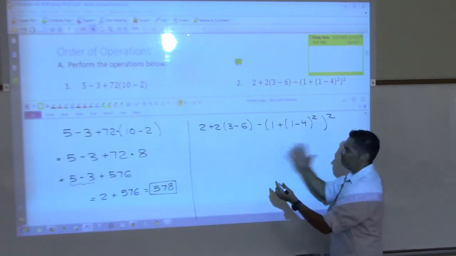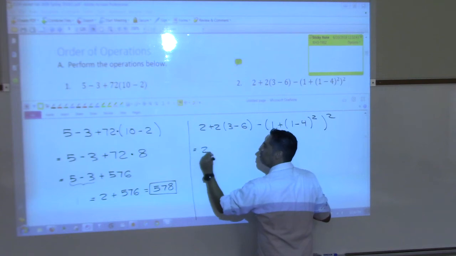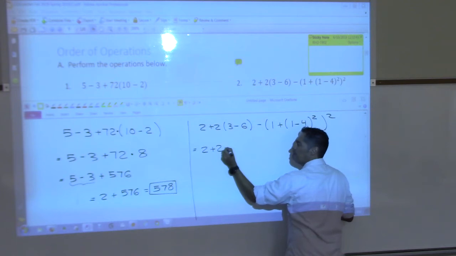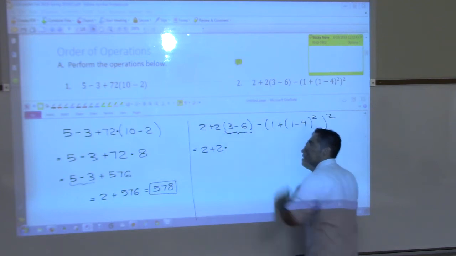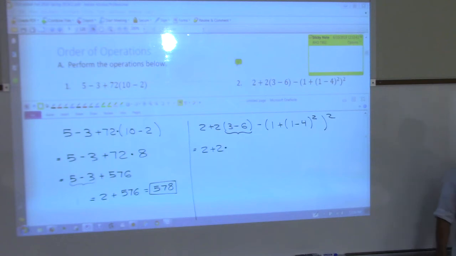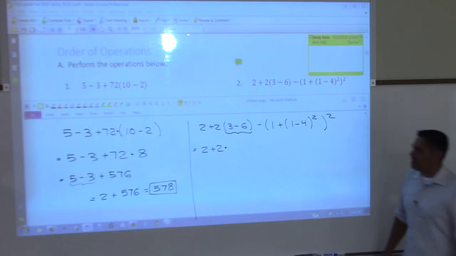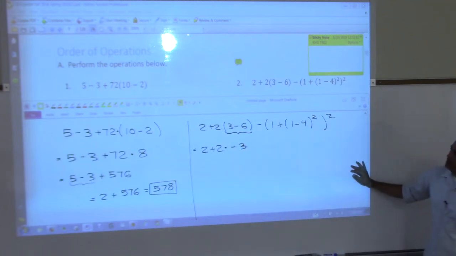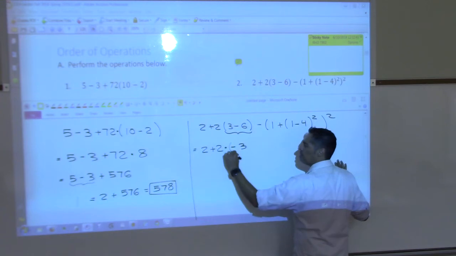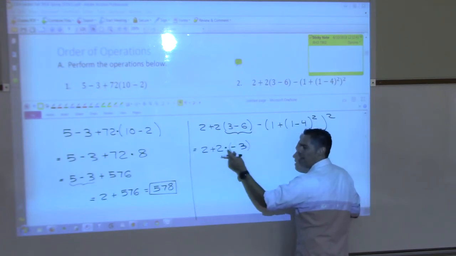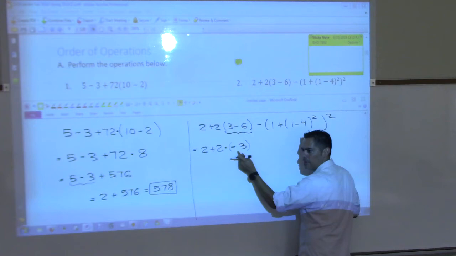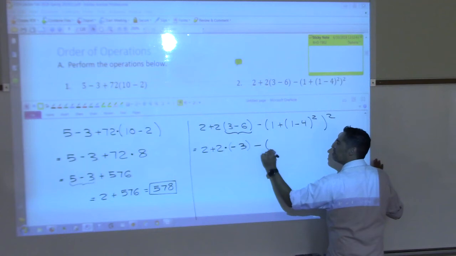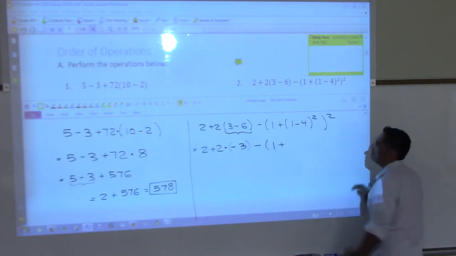Okay, so I'm going to rewrite this now. 2 plus 2, what's the operation after the 2? Multiply. Now, what's 3 take away 6? Negative 3, right? So should I write it like this? That looks strange, doesn't it? So what we do is we put this in parentheses, so it looks like 2 times negative 3. Make sense? Okay, and then I keep going, minus parentheses 1 plus, okay, let me do what's in here.